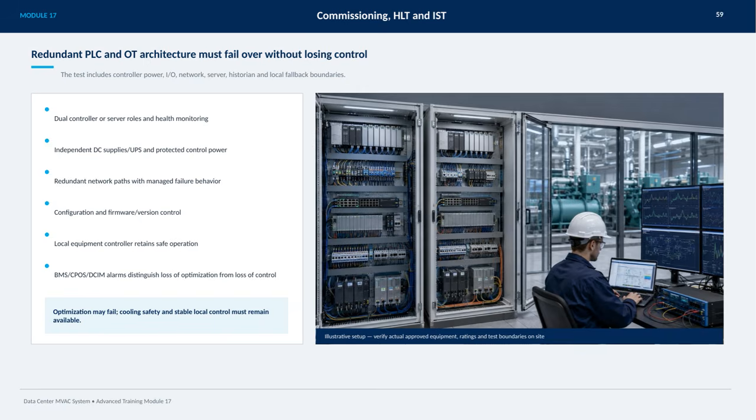Even if optimization processes fail, the local equipment controller must continue to operate safely, ensuring cooling safety and stable local control at all times. Lastly, alarms from BMS, CPOS, and DCM systems help differentiate between a loss of system optimization and an actual loss of control, which is crucial for rapid troubleshooting. Remember, the setup shown here is for illustration. Always verify approved equipment, ratings, and test boundaries on site to match your actual system.